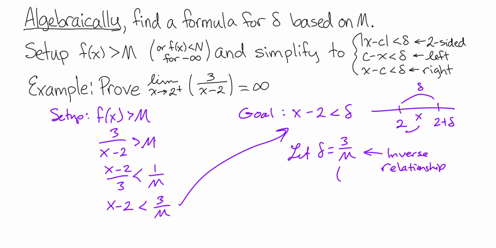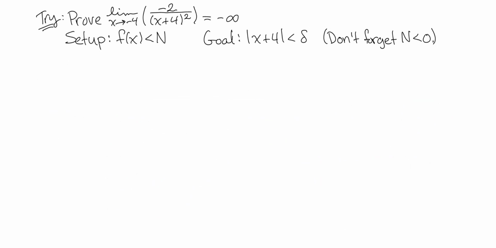So now we have a formula that given any m, we can find the corresponding delta that goes with it. So this will be our proof that the limit as x approaches 2 from the right of 3 over x minus 2 equals infinity. Here we have a new example.